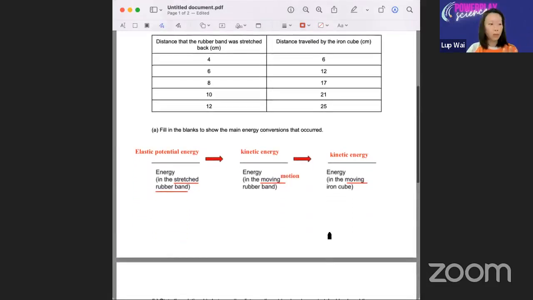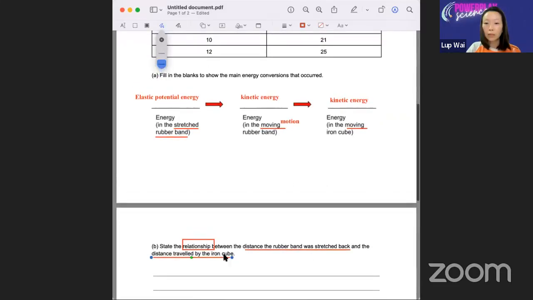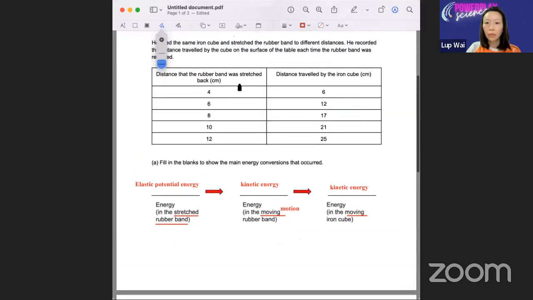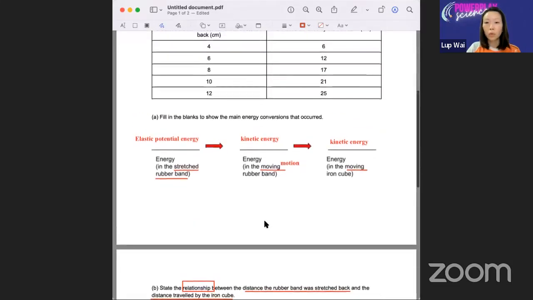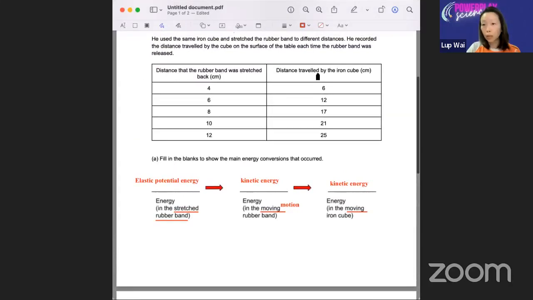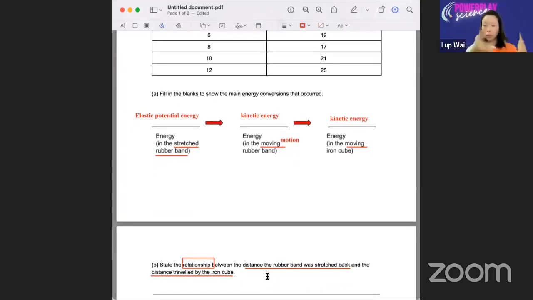This is pretty straightforward. All right, now the next question is, now they are looking at the table. How do I know? State the relationship between the distance the rubber band was stretched back and the distance traveled by the ion cube. So you take a look at these two lines that I have underlined. Very similar to here, right? Distance that the rubber band was stretched back and the distance traveled by the ion cube. What I always tell my student is, you always use the same words as they use here. All right. As you can see, it's the same. And when you answer, you just need to use the same words to answer them.